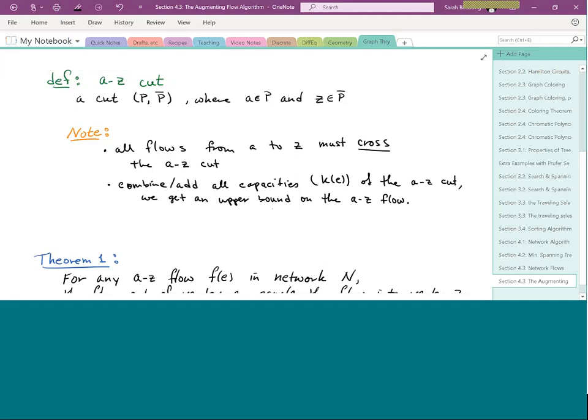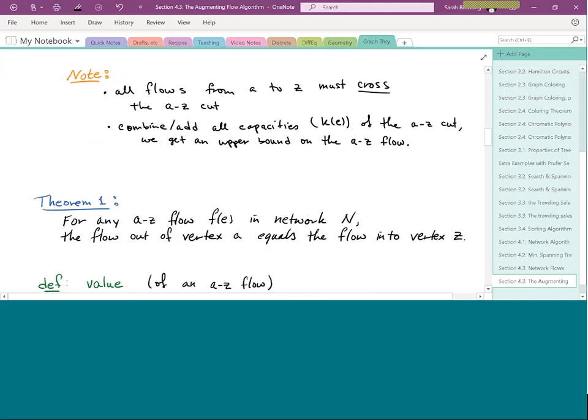Now remember what the flow was. The flow was the maximum amount of materials, stuff, water, whatever you want to picture in your head, progressing through the network from vertex A to vertex Z. Well, if you have to push that flow through your AZ cut, then you can't exceed the capacity on the cut, or the maximum you can push through the edges on the cut. In other words, the AZ cut is a bottleneck. And this is true of all AZ cuts. Okay? There's not just one of them, typically.